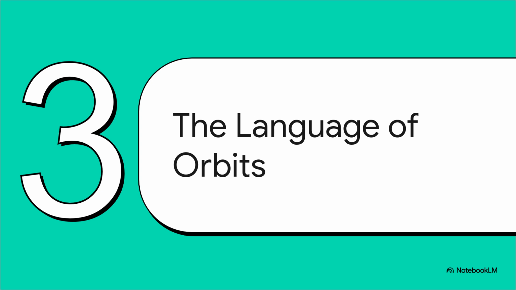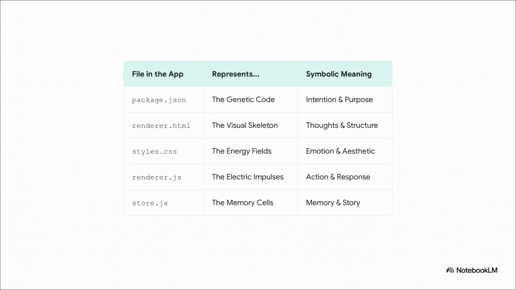Now, what's really cool is that this movement isn't just random. It's a language. The whole system creates this kind of symbolic mirror. And it does that by mapping the very structure of the application to different parts of our own creative process. And this is where the metaphor gets really, really deep. The system actually maps the application's own code files to our creative process. So for example, the main file that defines the app's identity, that's treated as your genetic code, your core intention. The file that builds the visual structure, that's the skeleton of your thoughts. And the CSS file, the one that controls the look and feel, that represents your energy fields, your emotions. It's this profound idea that even our digital tools can be a mirror for our inner world.